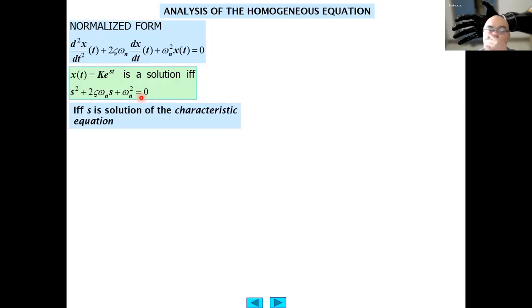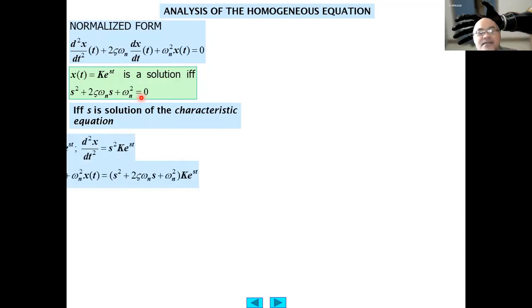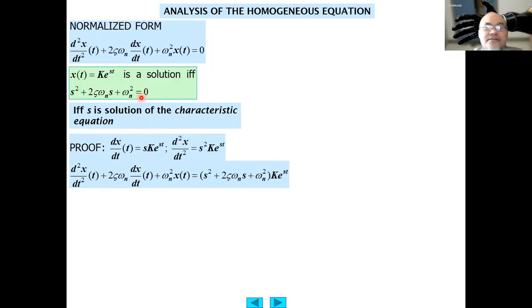If and only if s is a solution of the characteristic equation, then the proof is: dx dt will equal s times k times exponent st, and d square x dt square will be the further derivative of this one, s square k exponent st.